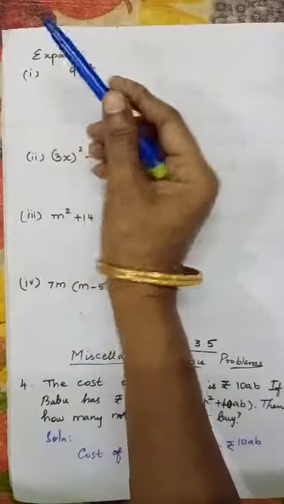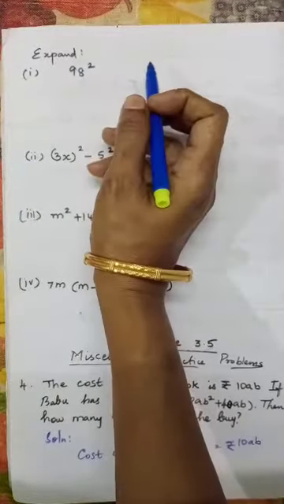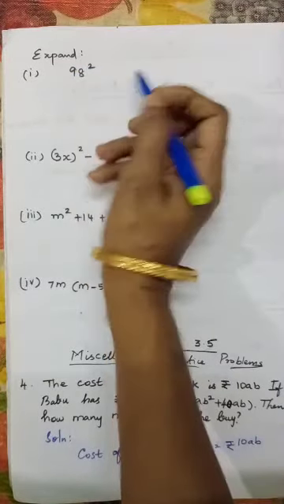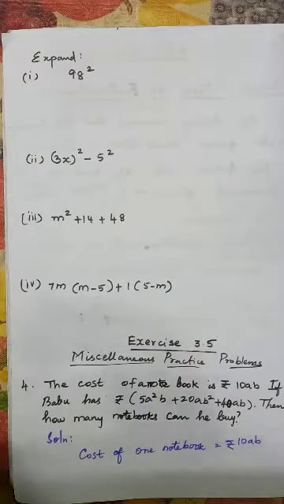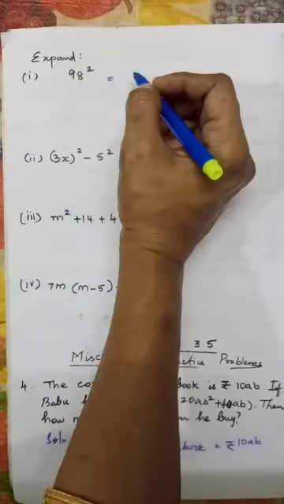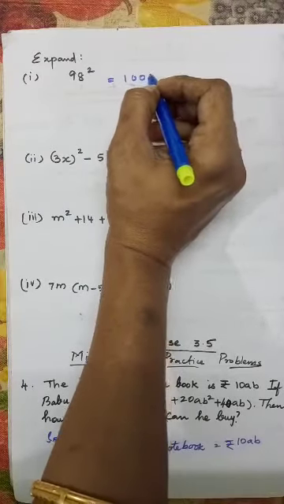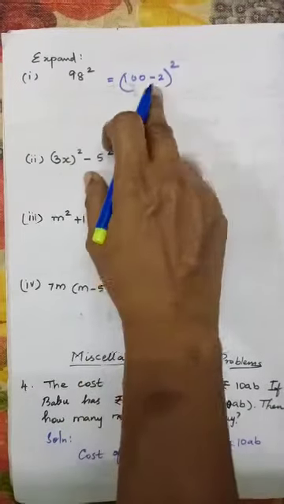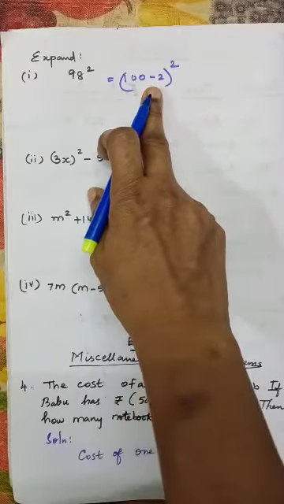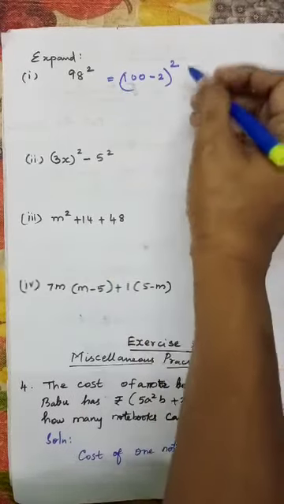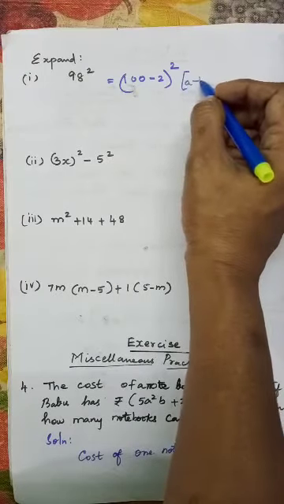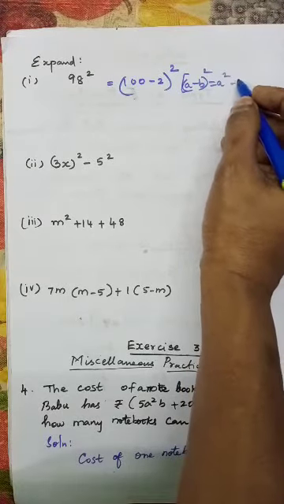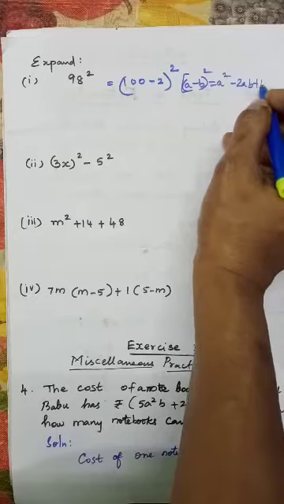Expand 98 square using an identity. You have to expand this using identity. Simple way means 98 into 98 you have to multiply. But using identity, how do you do this? Yes, 100 minus 2 the whole square. So, which formula, which identity can we use here? Yes, a minus b the whole square. A minus b the whole square you can use. The answer is a square minus 2ab plus b square.